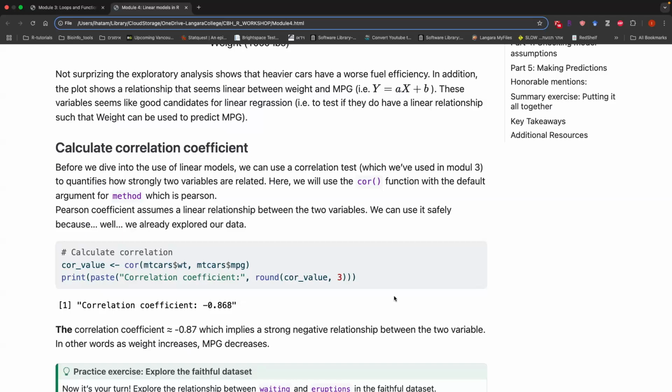Good, you managed to run it? Did you get the figure? Yeah. Get the figure? Okay.